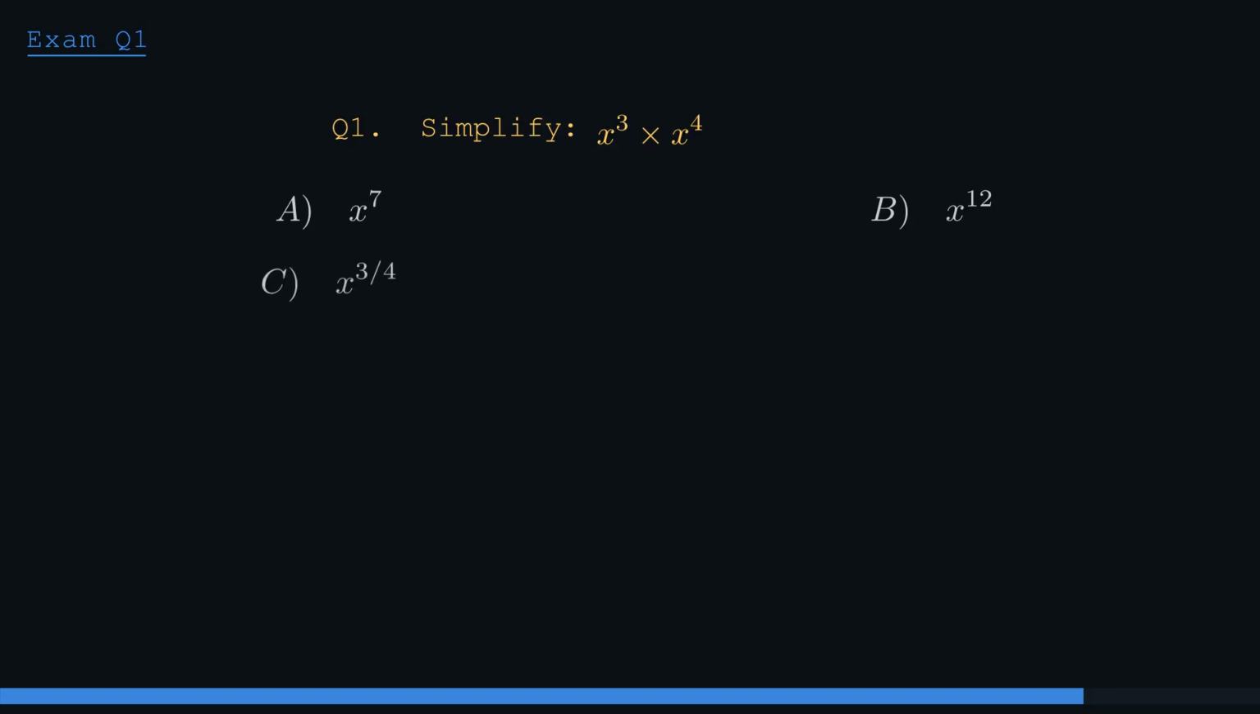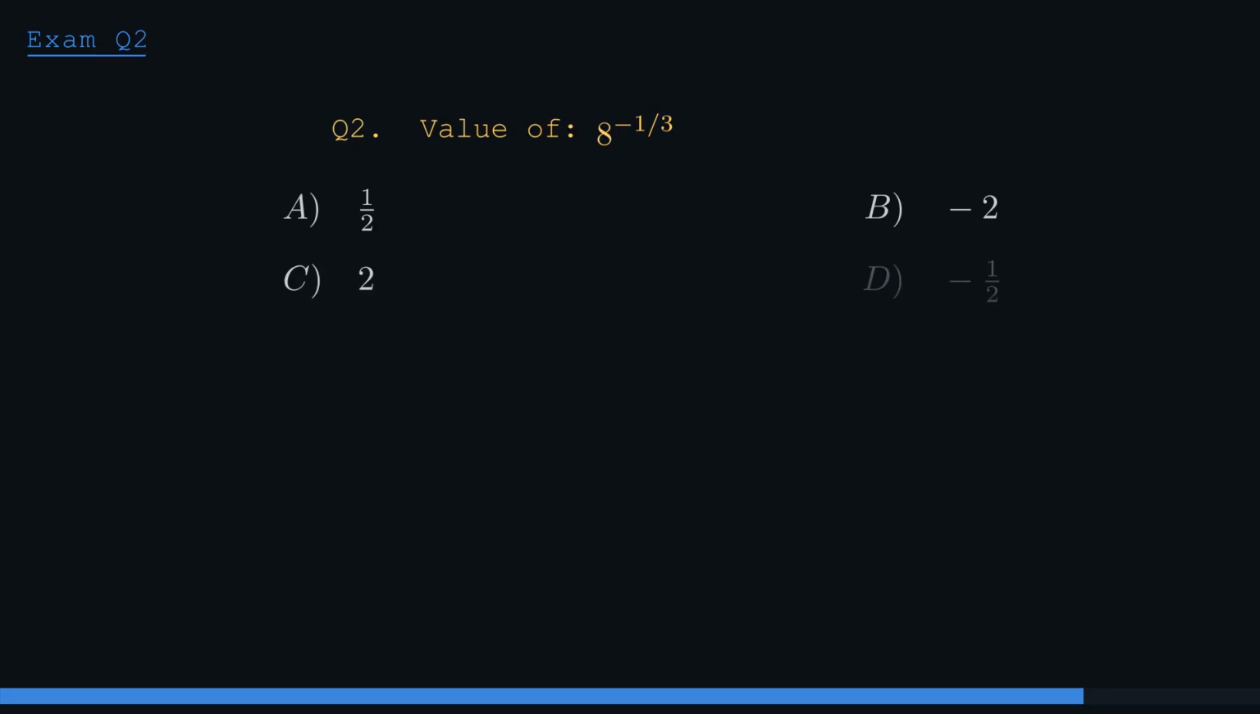Question 1. Simplify x cubed multiplied by x to the power 4. Pause and choose your answer. The answer is A, x to the 7. When multiplying, add the exponents. 3 plus 4 equals 7.